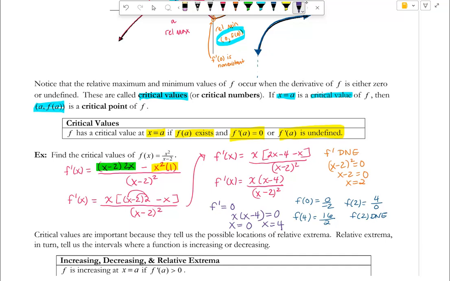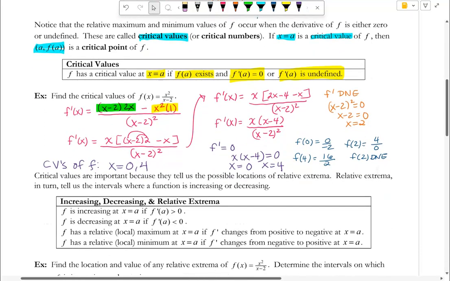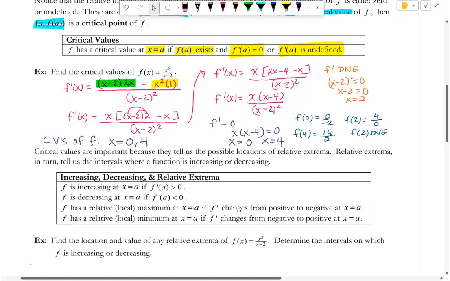So it's good that we found it. Like, we need it, but it's not a critical value. So our critical values of f are x equals 0 and x equals 4. All right, I'm going to come back to this example in just a moment. Our second example is built off of this.